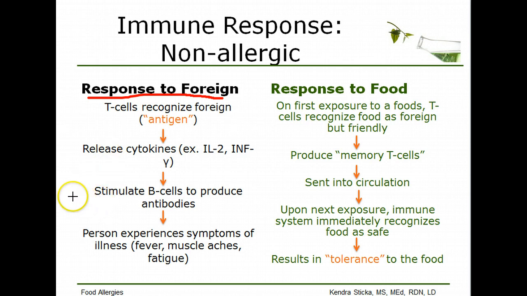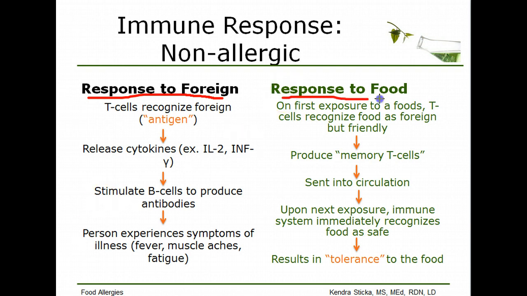And then that stimulates the B cells to produce antibodies against that foreign substance. And the result of what the person feels is they experience symptoms of illness. So things like fever, muscle aches, and fatigue. So that's sort of, I guess, more tangible, the symptoms that we have that tell us something's happening in our immune system. And I think we would all recognize that from when we've been sick, if you have the flu or if you have a cold. Basically, this is what's happening. And so you have those feelings.